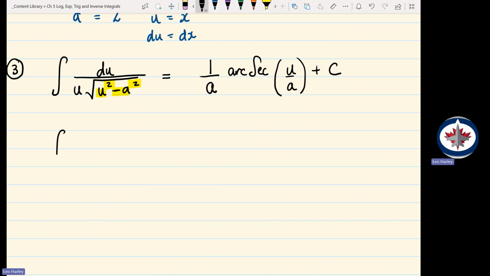So I want you to consider the integral. We got dx upstairs as expected. And we're going to keep this pretty friendly. We're going to turn this into x square root, and then underneath the square root, we're going to give you 4x squared minus 9.